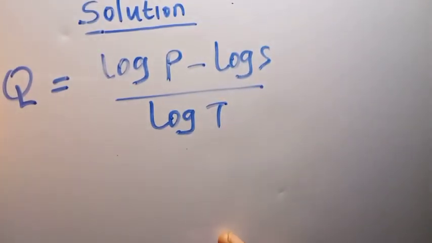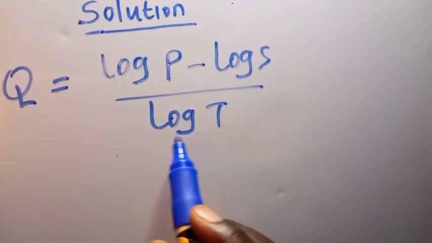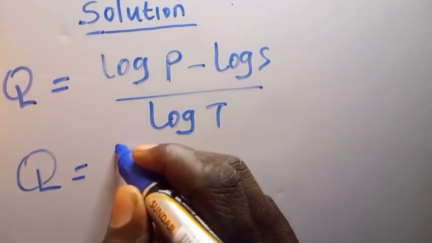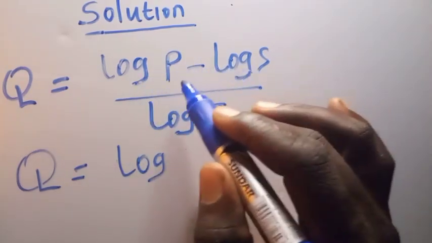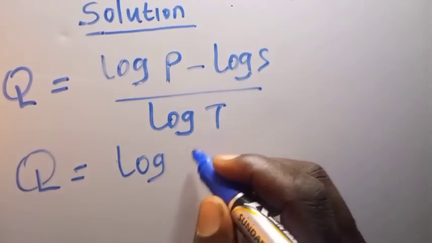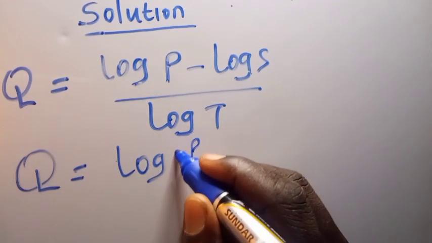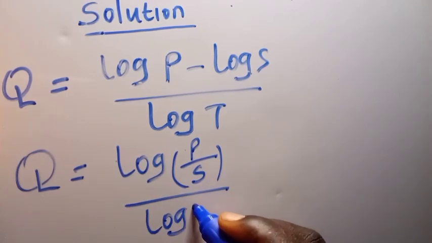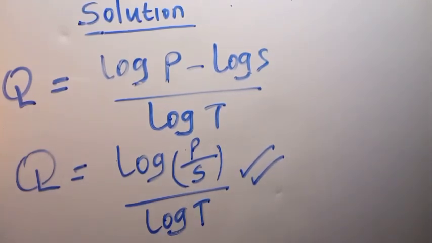Now, having Q as the logarithm of P minus the logarithm of S all over the logarithm of T, we can also write it as the logarithm of, since these are two logarithms of the same base and there is a minus in between, the logarithm of P over S. Then we close the bracket that way, all over the logarithm of T. And this one, we have made Q the subject of the formula.